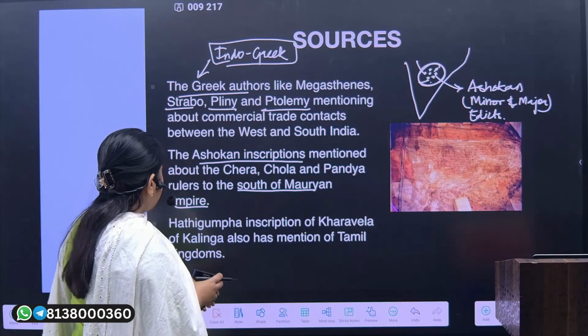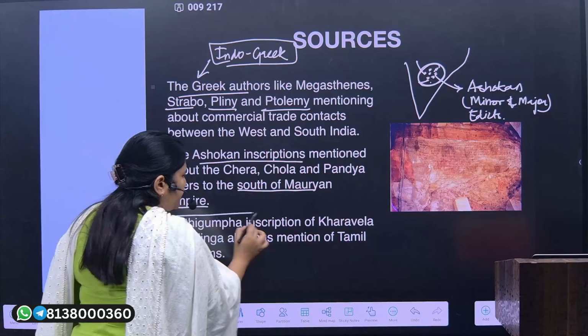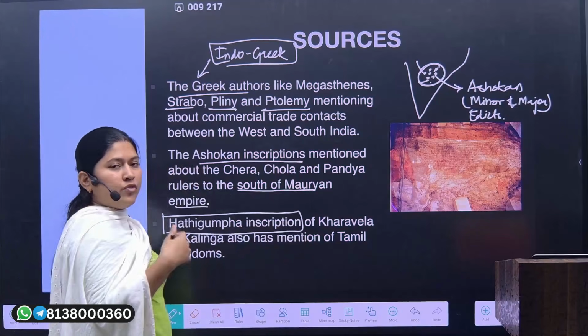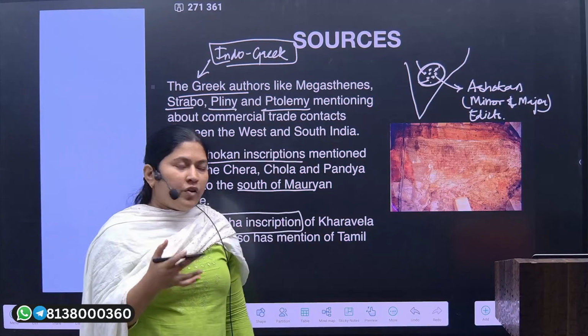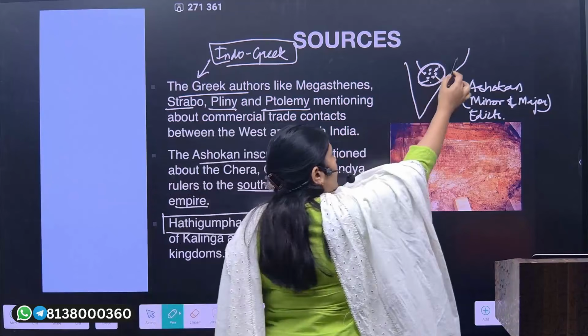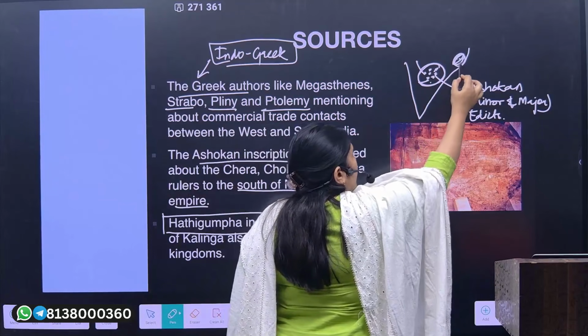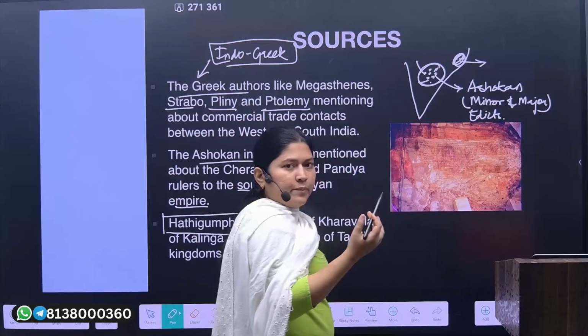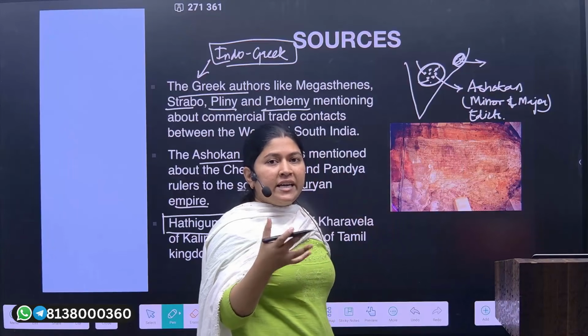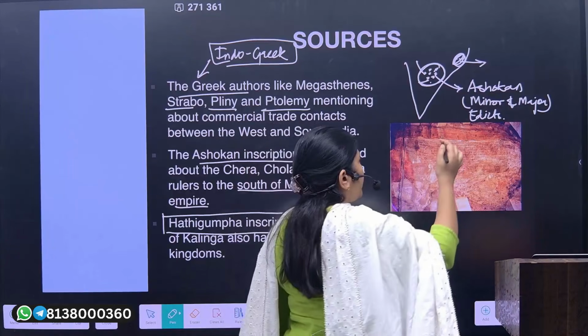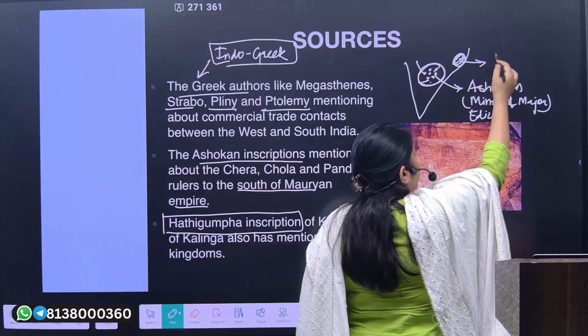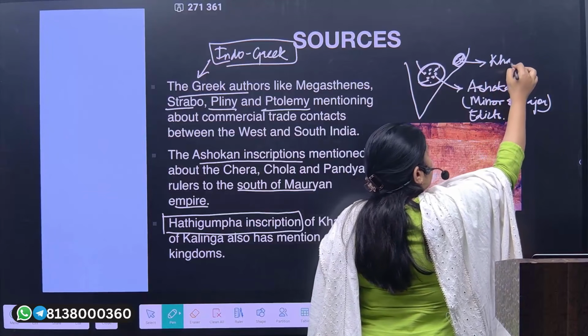After that, the Hathigumpha inscription. Now, where is the Hathigumpha inscription? The Hathigumpha inscription is in the Odisha region. Here, if you remember what we discussed about King Kharavela, in the Kalinga region, in independent Kalinga, we had King Kharavela.